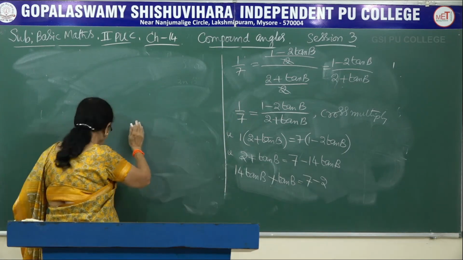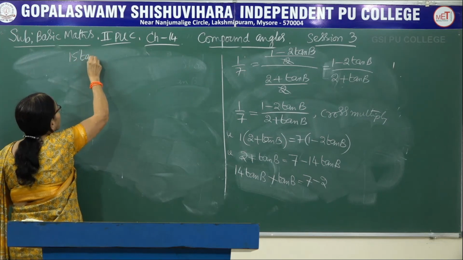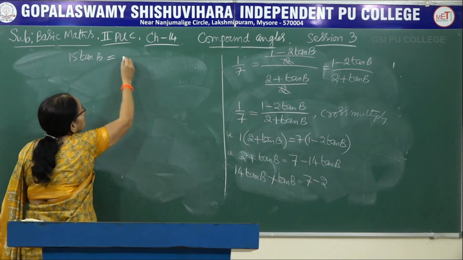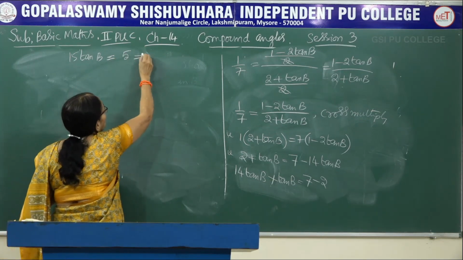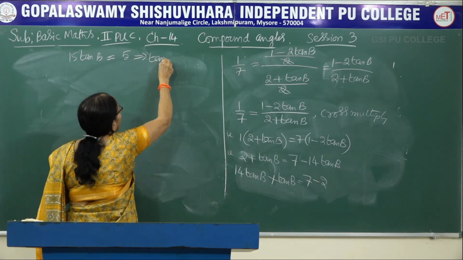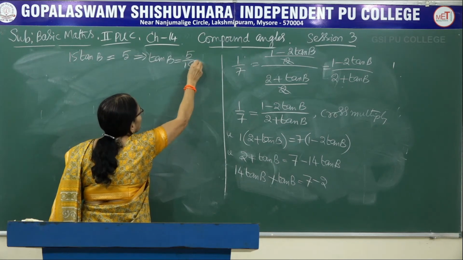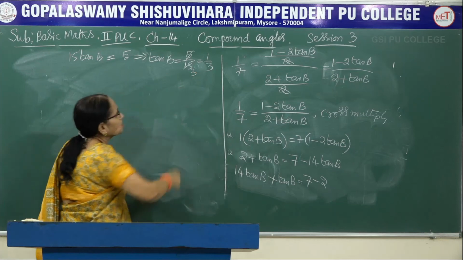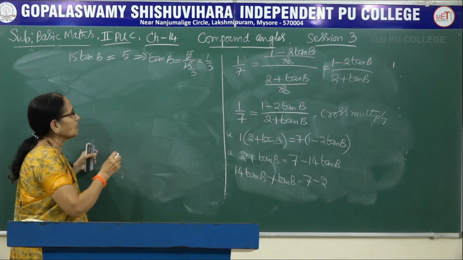What is 14 tan B plus 1 tan B? That is 15 tan B. Right hand side, 7 minus 2, that would be equal to 5. Now what does it imply? It implies that tan B is equal to 5 divided by 15, that is 1 by 3. 5 ones are 5, 5 threes are 15, you can cancel. So tan B value we got to be equal to 1 by 3.